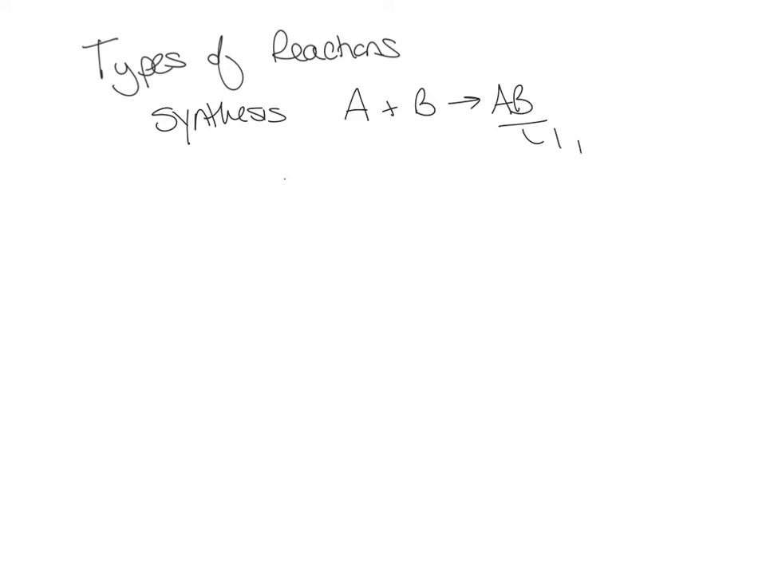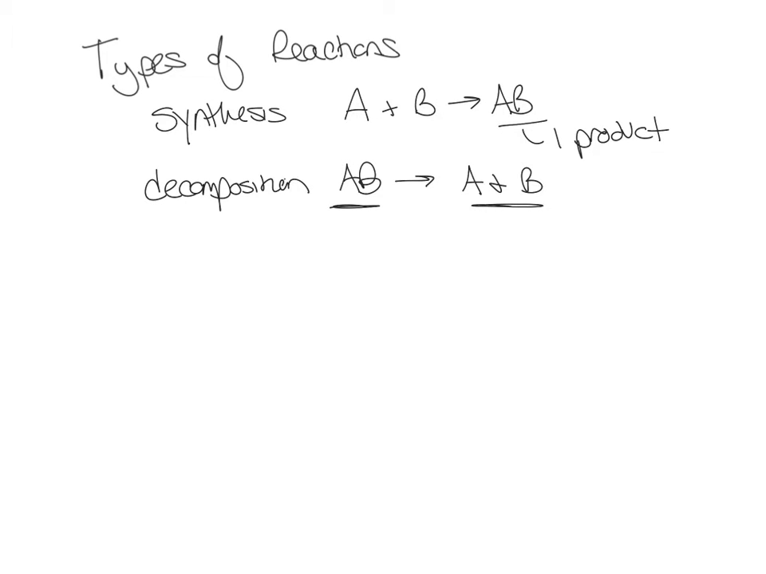You'll see it only has one product. And it could be A plus B plus C goes to ABC, but you'll only have one product. That's how you'll know it's synthesis. The opposite of that is decomposition, which is AB or ABC breaking down into A and B and C, etc. It doesn't really matter how many parts, but you only have one reactant. Remember, the reactant is on this side and the product is on this side. And it breaks apart into those two or more products. So synthesis and decomposition are opposites.